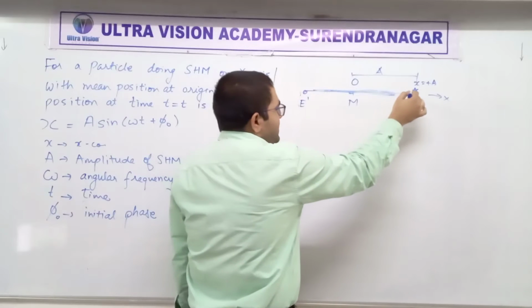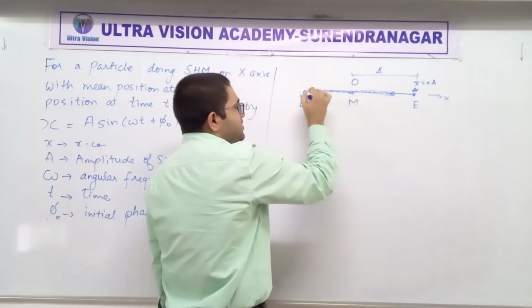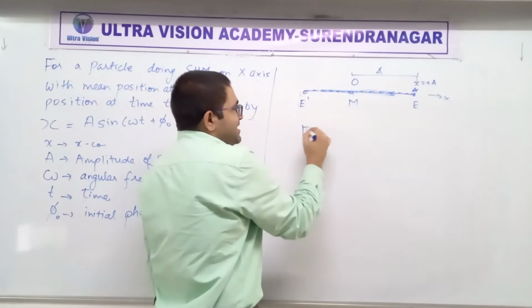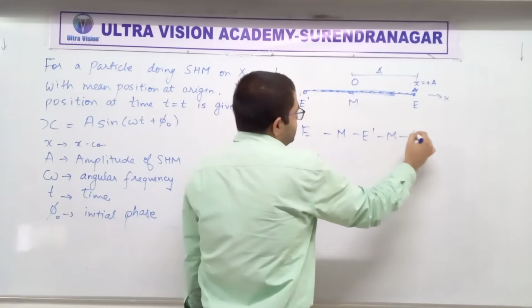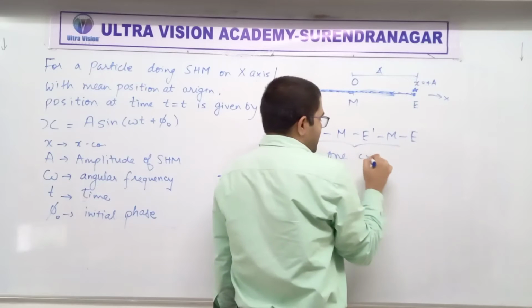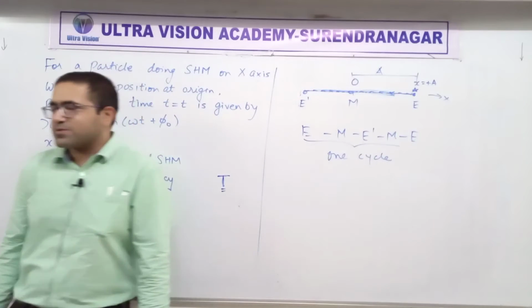Now it will start moving. Let's say it goes here, here, and comes back. Do you realize E to M to E dash to M to E. This is one cycle. You agree with me? This is one cycle of motion. Yes or no?